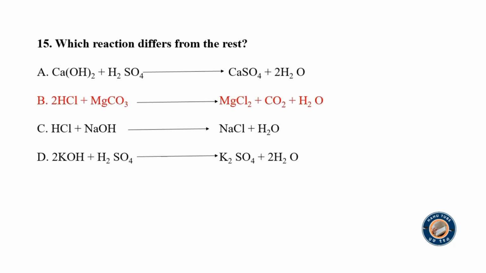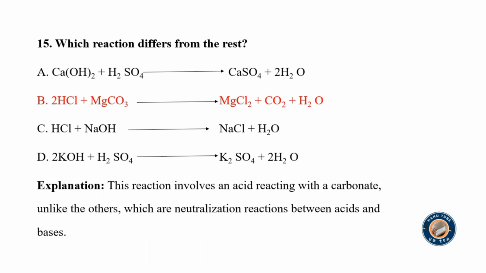The answer is hydrochloric acid plus magnesium carbonate gives us magnesium chloride plus carbon dioxide plus water. This reaction involves an acid reacting with a carbonate, unlike the others, which are neutralization reactions between acids and bases.